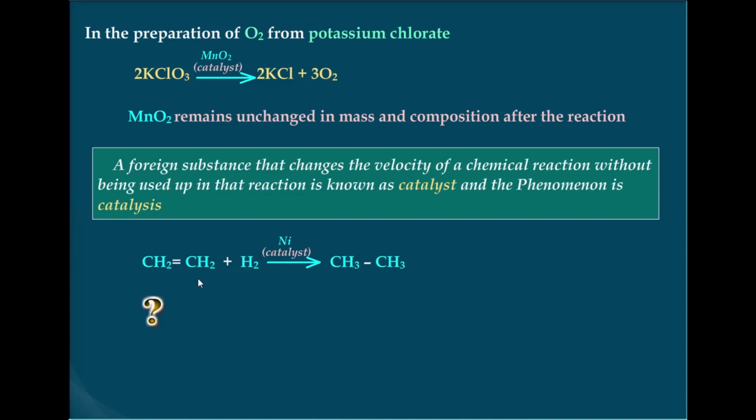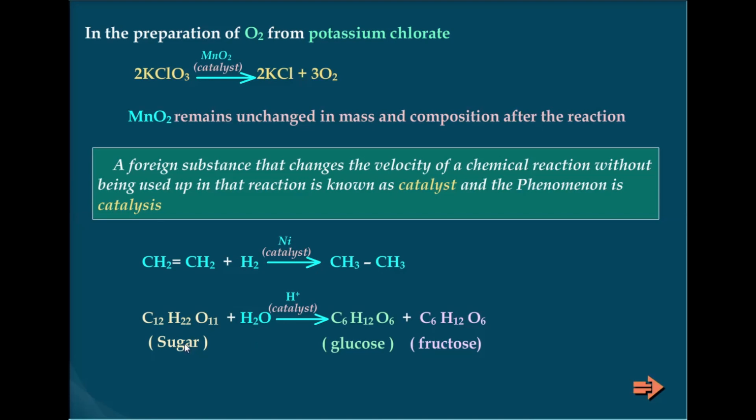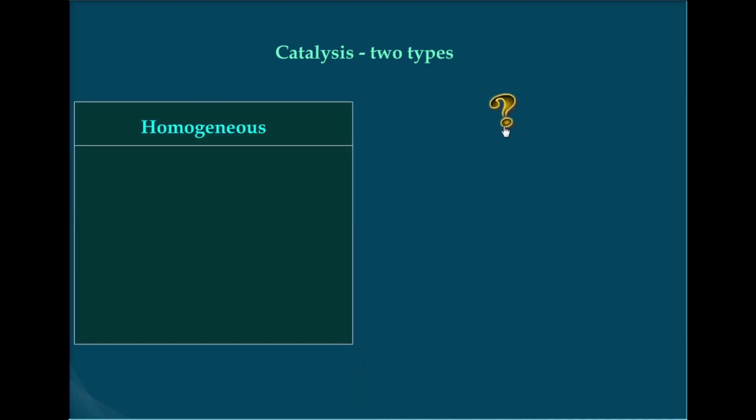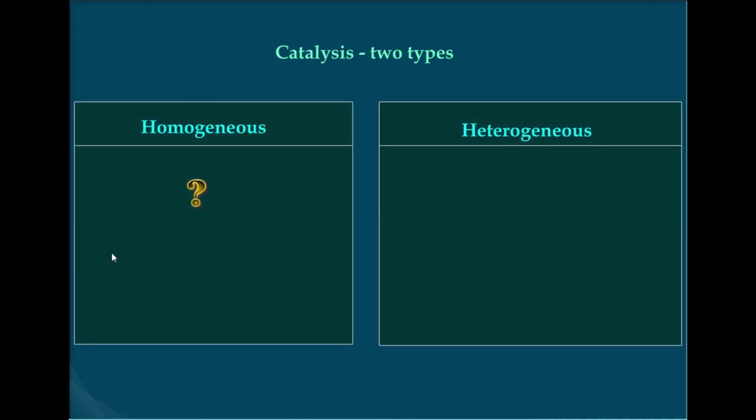Some other examples of catalysis are hydrogenation of alkenes in presence of nickel, palladium, platinum as catalyst, which you have learned last year, and the hydrolysis of sugar to form glucose and fructose, where the catalyst used in this equation is H+. Catalysis is of two types, homogeneous catalysis and heterogeneous catalysis.